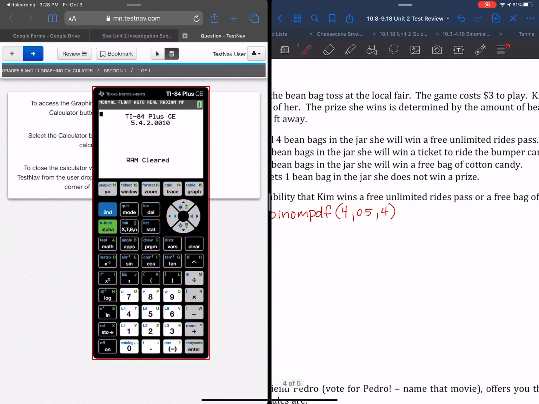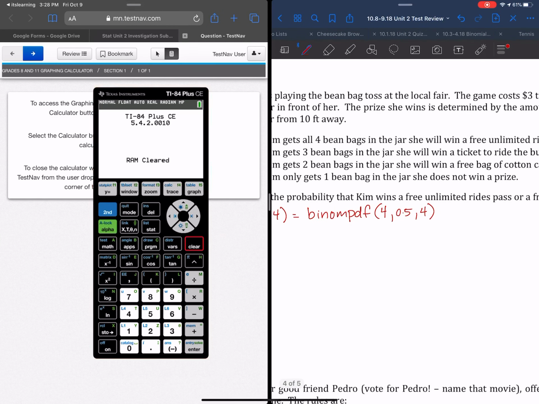Okay, so I'm going to go second VARS. I'm going to go down to option A, which is binomial PDF. I'm going to put in 4, 0.5, and 4. If I hit enter, it's going to say that my probability is 0.0625.